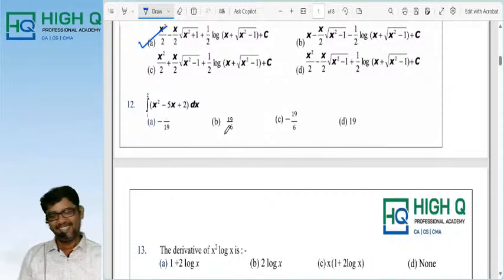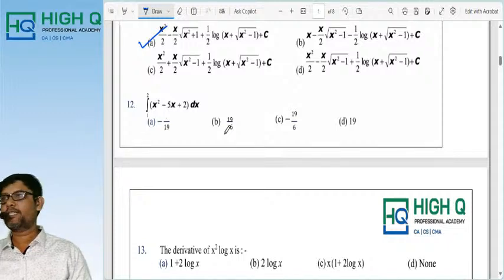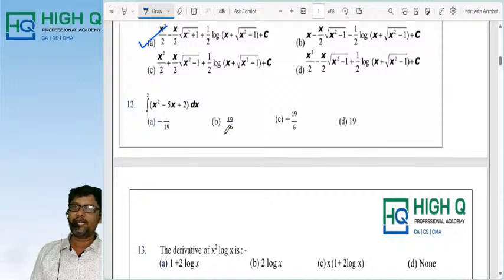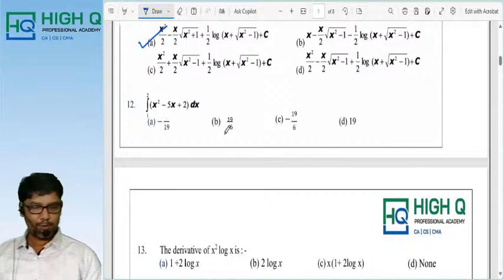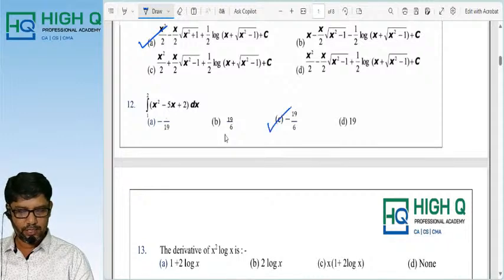I have one more method, where trigonometry can be applied. If I put x is equal to sec theta, I will get the direct answer, but I don't want to confuse you. Apurva gave the answer option C. Here also live class students are giving option C.